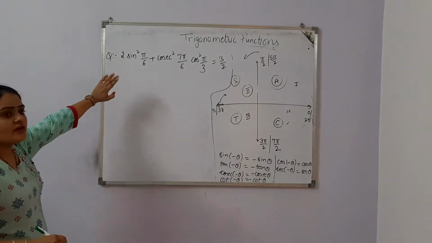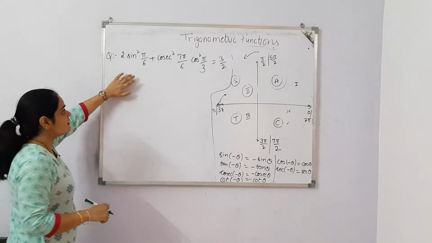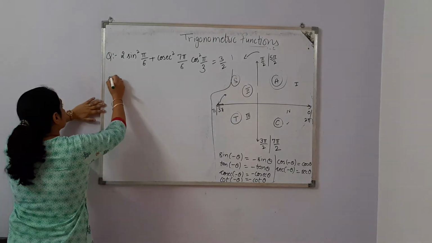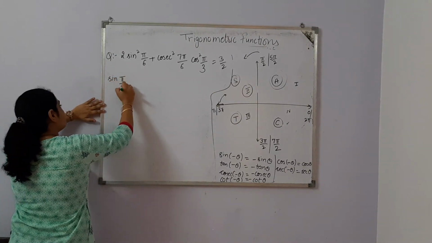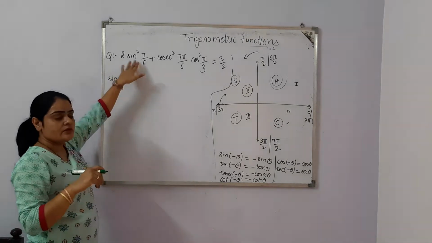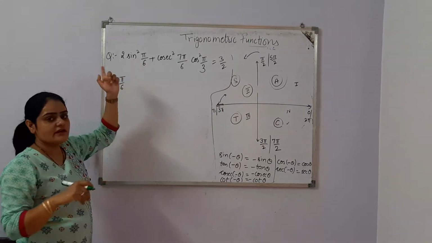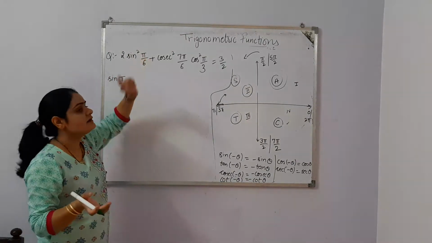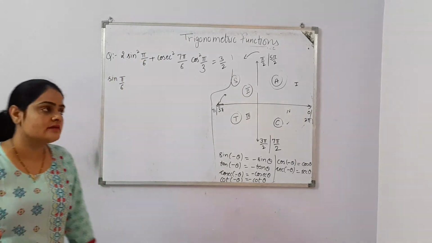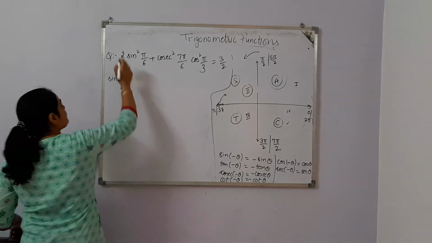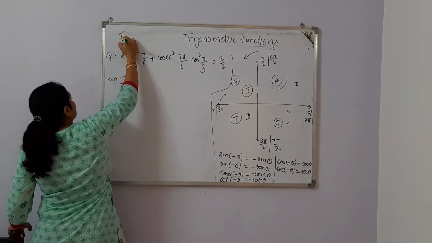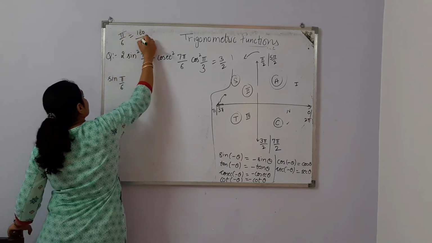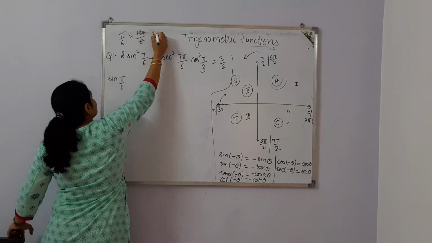So first of all we'll find the values one by one. First one is sin pi by 6. Of course its square is there. First of all we'll find the value of sin pi by 6, and after that we'll square that value, because we need to find the value of sin square pi by 6. So what is pi by 6? Pi is nothing but 180. 180 by 6, 6 3s are 18.